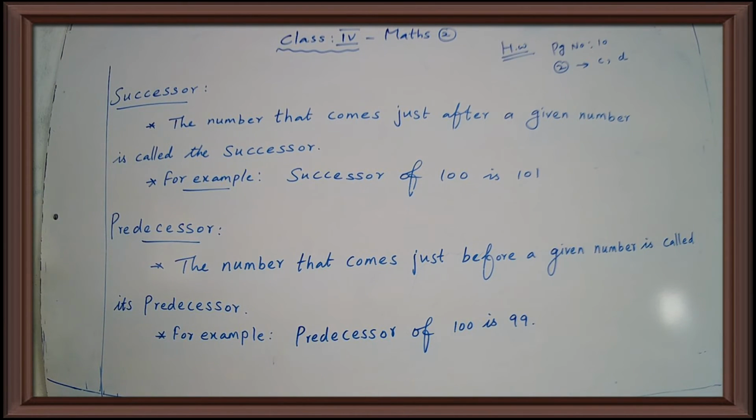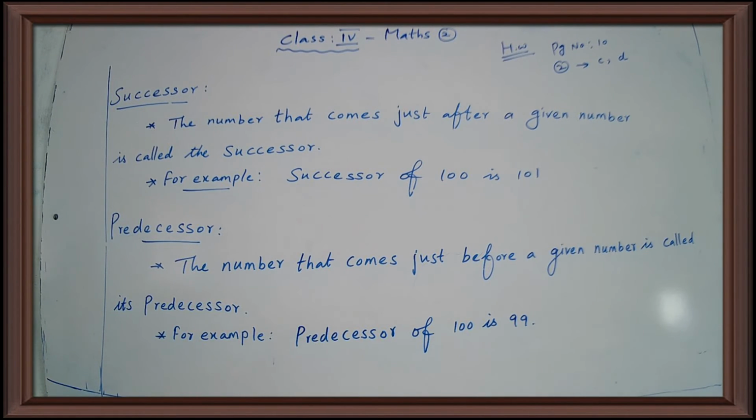Now you write it in your classwork note. You write the heading, successor, and continue the classwork. Successor: the number that comes just after a given number is called the successor. For example, next you write predecessor. Okay children, now copy it in your classwork note. Continue.